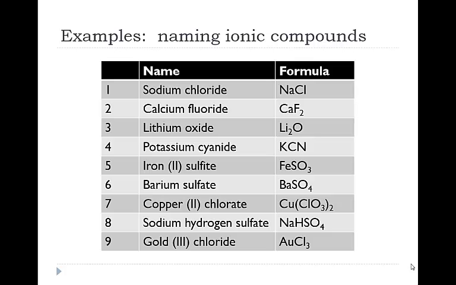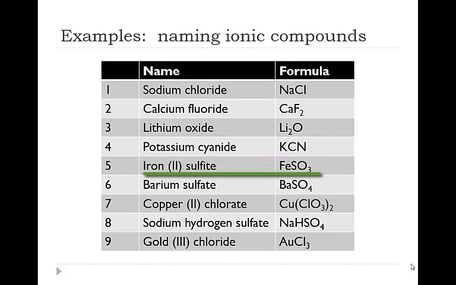So here are some examples. NaCl, the cation is sodium, the anion is chloride, so it's sodium chloride. CaF2, we have calcium fluoride. Li2O, lithium oxide. Now we have some with polyatomic ions. We have cyanide with potassium, so that's potassium cyanide.